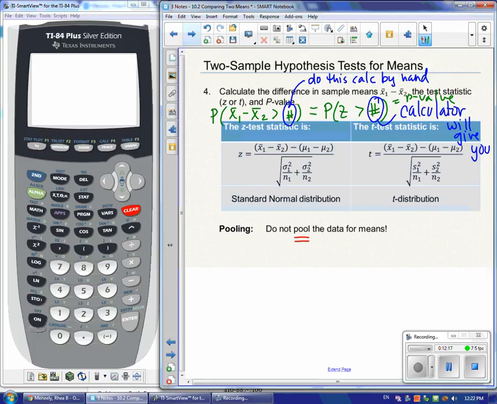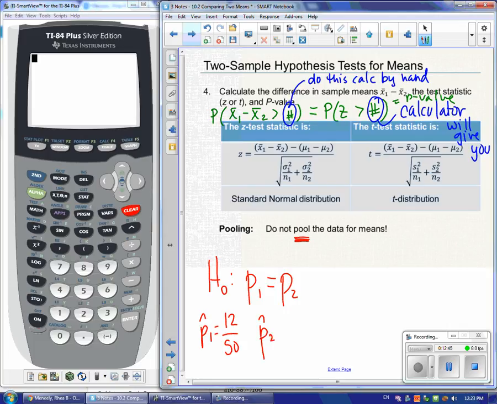But what we want to make sure that we understand is that the reason we pool is in our null hypothesis, for proportions anyway, we're basically saying that we're assuming the two population proportions are the same. So if the two population proportions are the same, then I'm saying that there's really no difference between these two populations. So if I take two samples, let's say in sample 1, there's 12 out of 50. So let's say this is my p hat sub 1. And then let's say in my p hat sub 2, I have 10 out of 50.